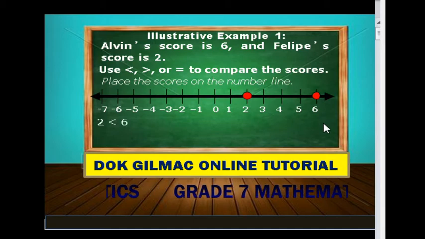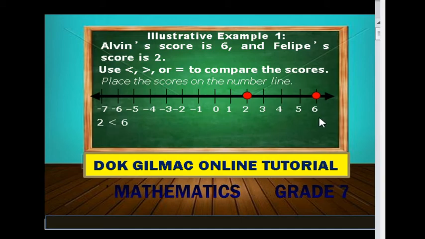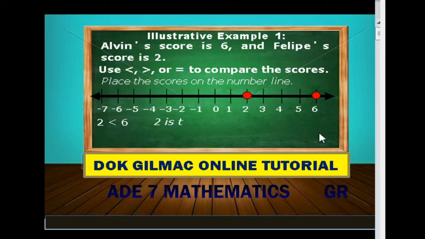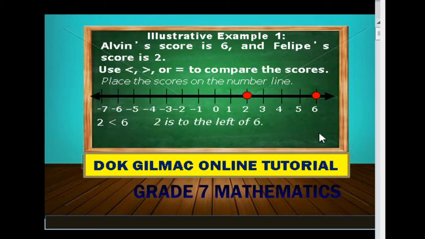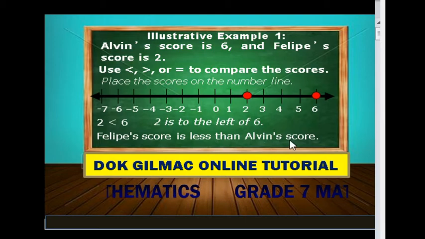Okay? 2 is to the left of 6, I should say. Okay? So, therefore, Felipe's score is less than Alvin's score.